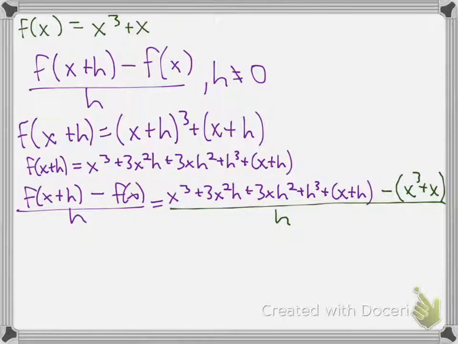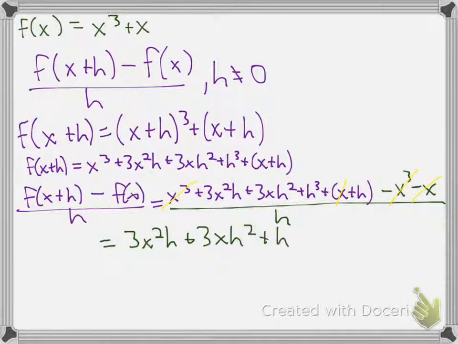Now, to make it a little bit nicer, I'm just going to change that end piece. You should just rewrite this as a new line, but I'm going to distribute out the negative. So let's get rid of some things. I have x cubed, negative x cubed. I have x, I have negative x. So now we can write it down here. I have 3x squared h plus 3xh squared plus h cubed plus h over h.